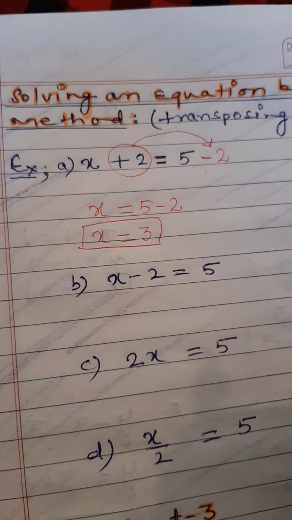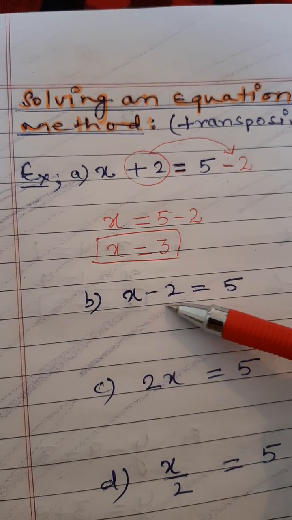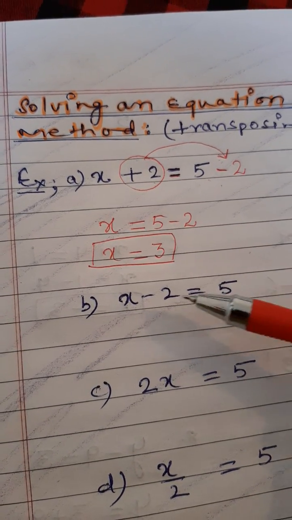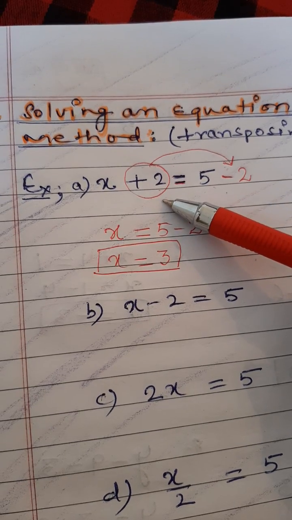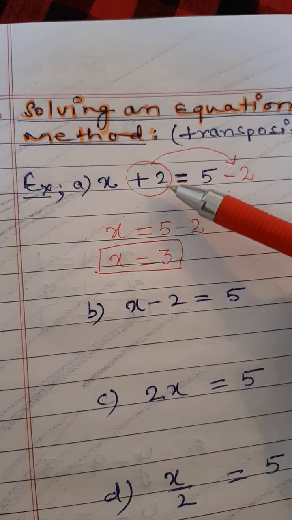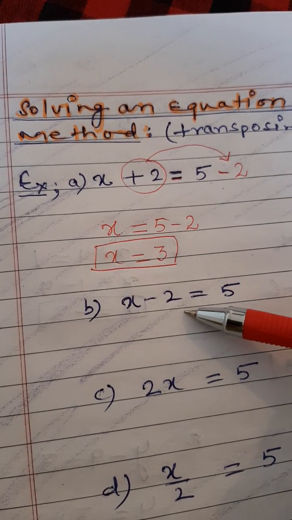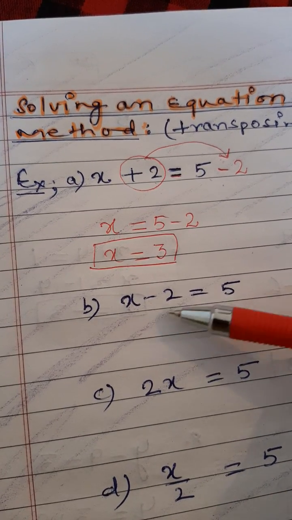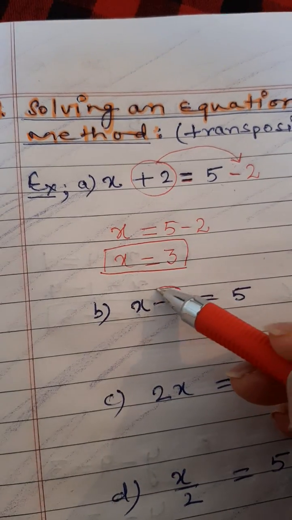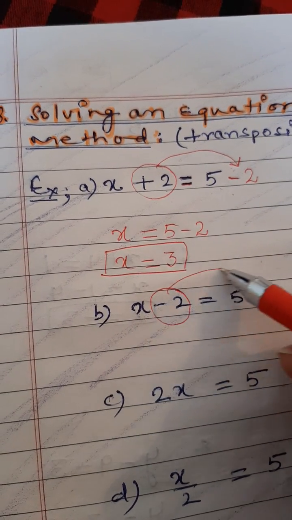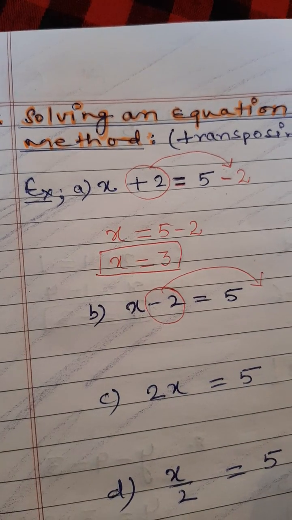Let us understand this by taking another equation. X minus 2 is equals to 5. Here now the sign is minus 2. In the previous equation it was plus 2. So we transposed plus 2 to the other side. Now in this equation we will understand how to transpose the negative sign to the other side. So now because minus 2 is there, again we have to transpose this to the other side to find out the value of x.